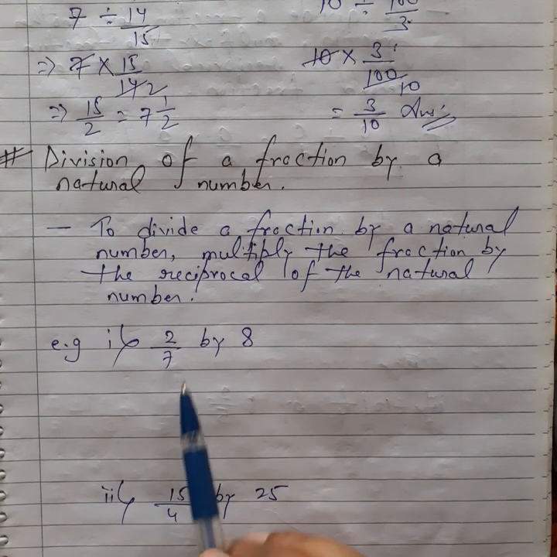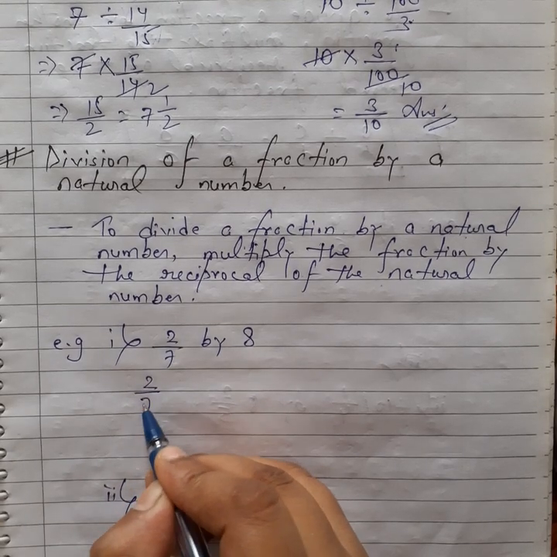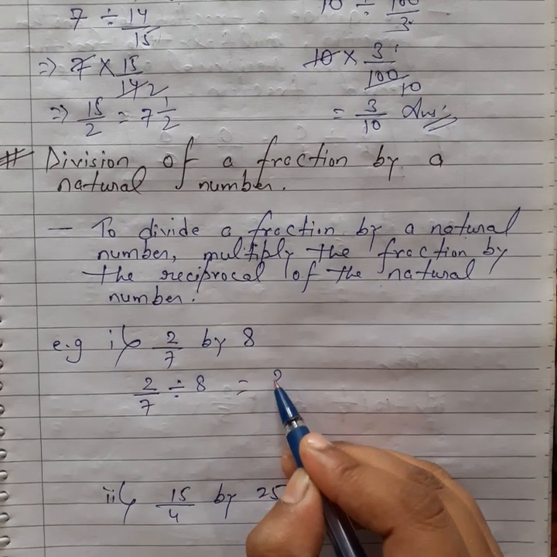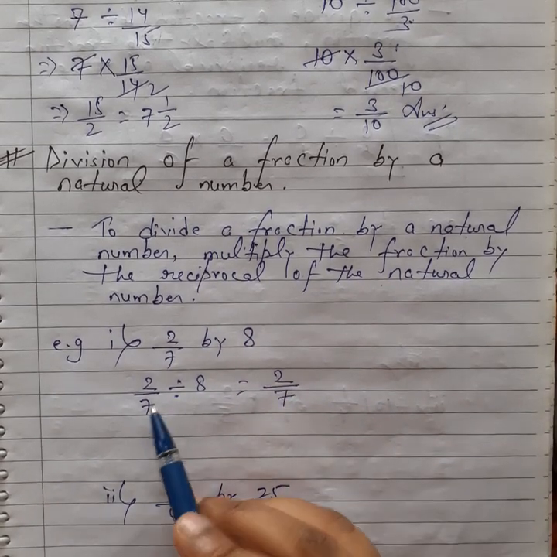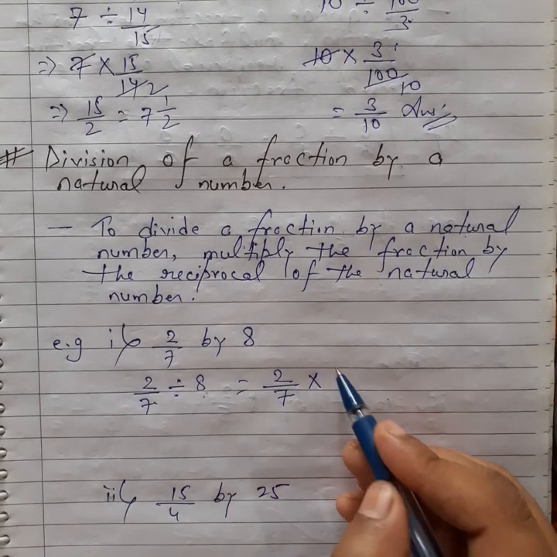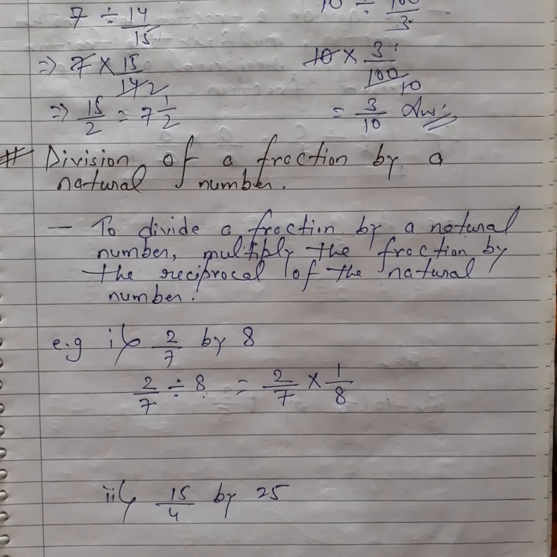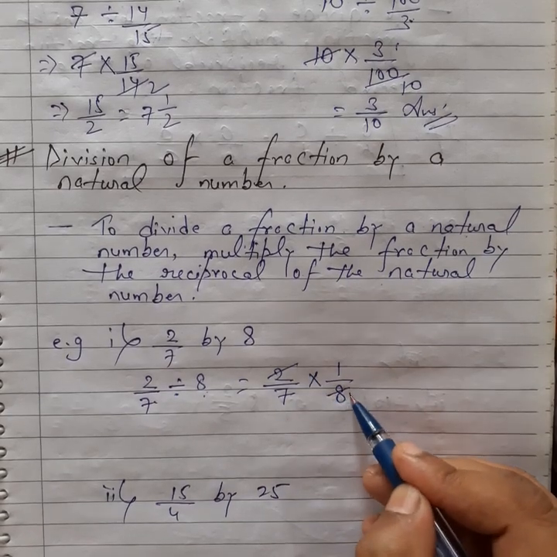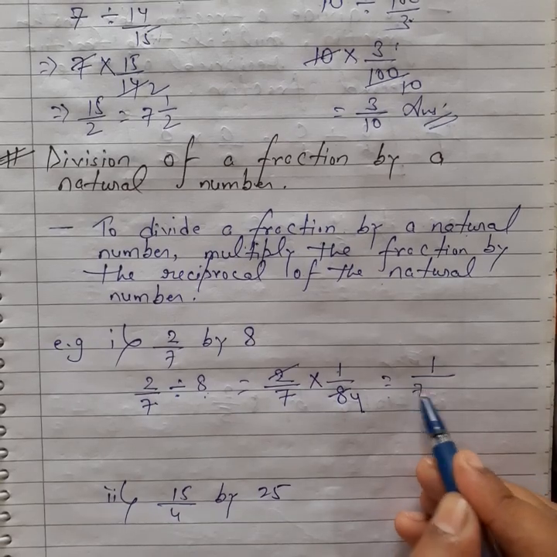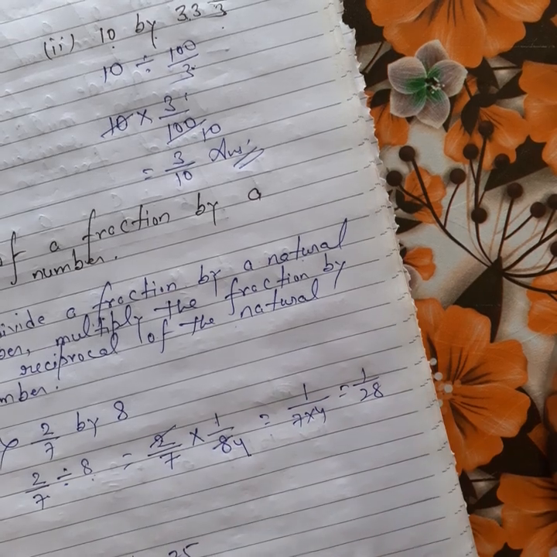So it is 2 by 7 divided by 8. We can write it as 2 by 7 divided by 8. So what we have to do? 2 by 7, this fraction is multiplied with the reciprocal of 8. Reciprocal of 8 becomes 1 by 8. Now 2 ones are 2, 4 twos are 8. 1 by 7 into 4 and it becomes 1 by 28.